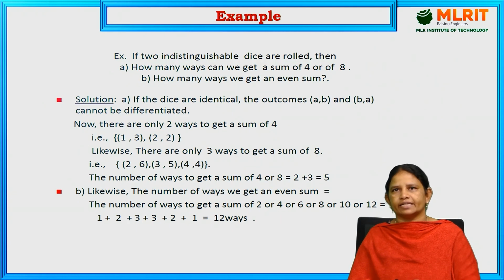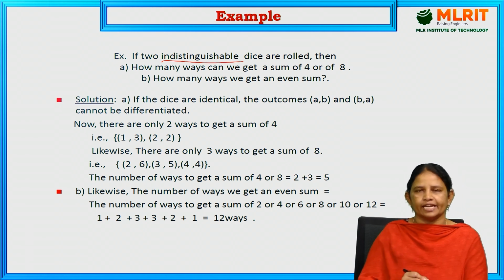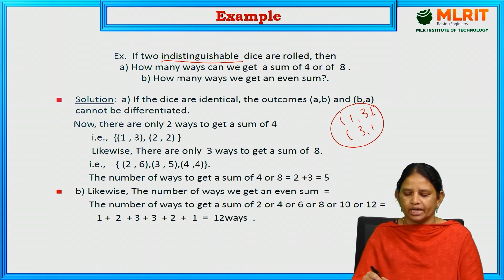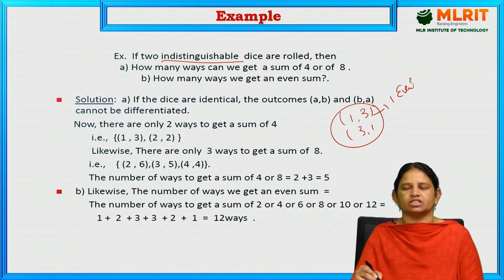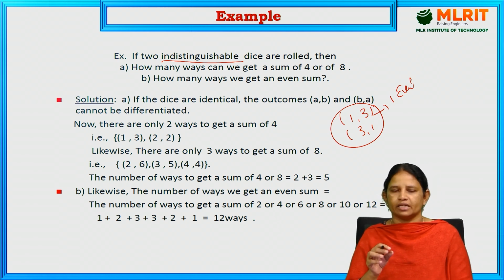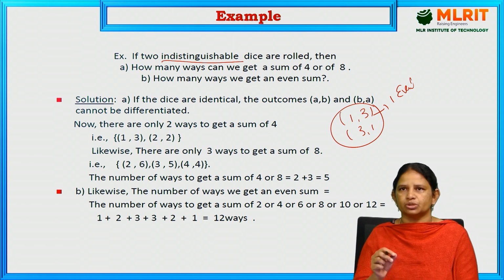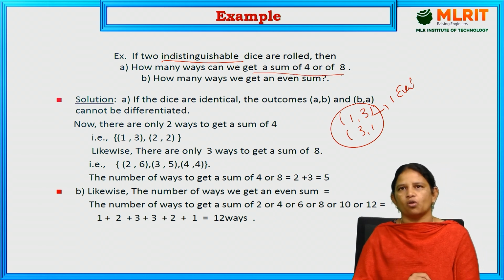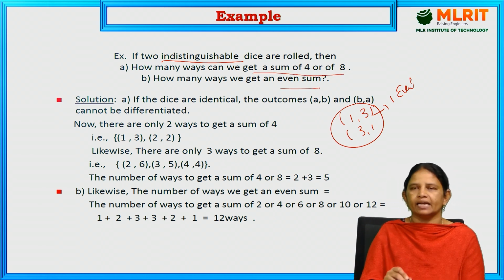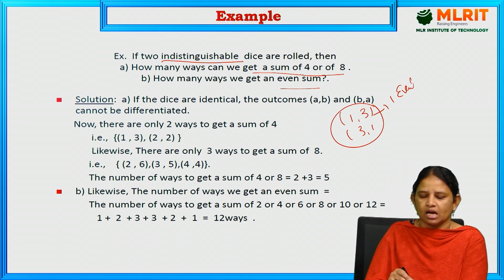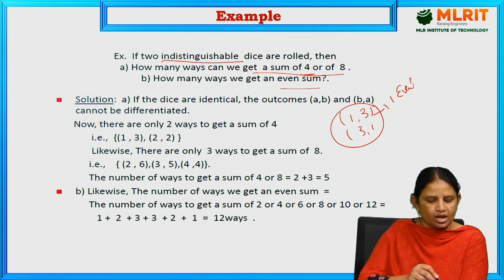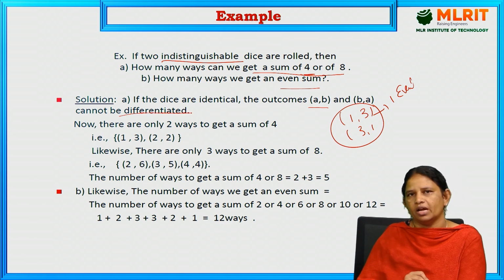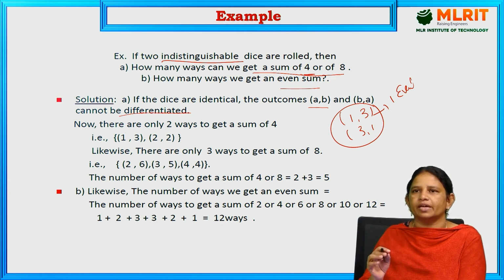Now, consider the second example. In the case of indistinguishable dice, 1, 3 and 3, 1 are considered as only one event. But in the case of distinguishable dice, these two are considered as 2 separate events. In the case of indistinguishable dice, these two are considered as a single event. Then, how many ways can we get a sum of 4 or 8? How many ways can we get an even sum? First, we'll discuss the possibilities to get a sum of 4. In the case of identical dice, the outcomes A, B and B, A cannot be differentiated. That means A, B and B, A both are the same.